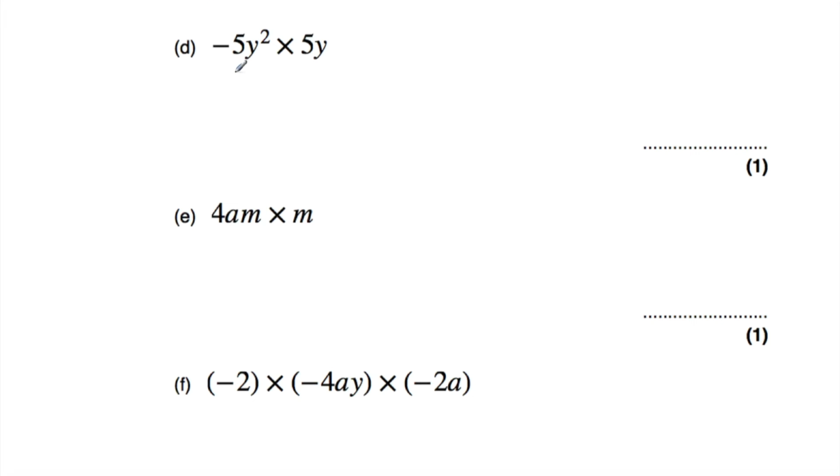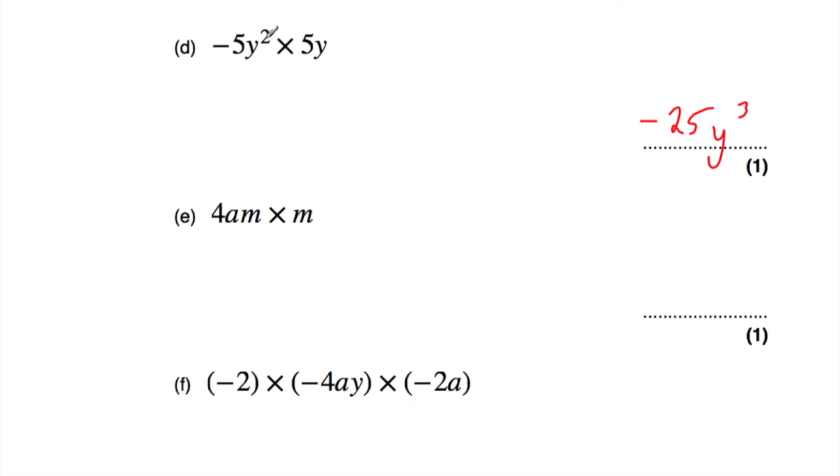So part D, we've got negative 5y squared multiplied by 5y. So we've got a negative times a positive, and a negative times a positive is a negative, so let's put that down to begin with. And then we've got 5 times 5, that's going to be 25. And then we've got y squared multiplied by y, well that's y times y times y, which is y to the power of 3, or y cubed.